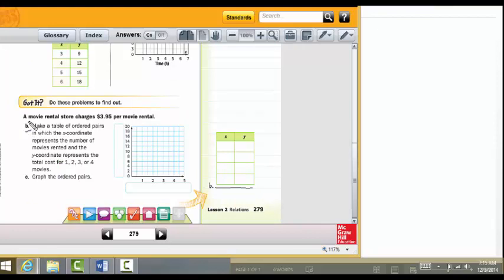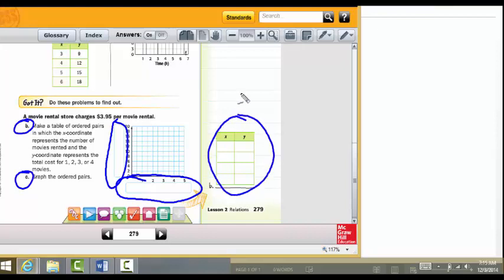Please press pause and do letters B and C. Don't forget to label both of your axes, plot all the points. You should also label those points, and of course fill in the table.